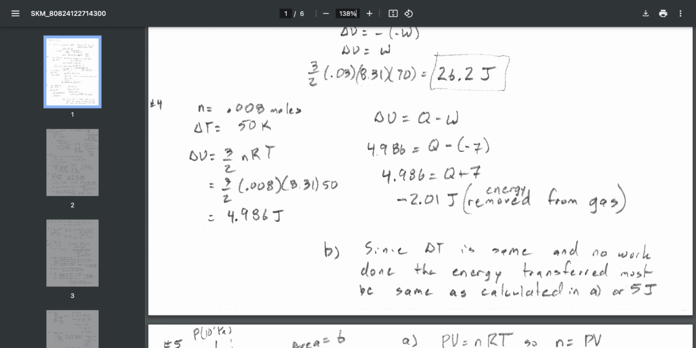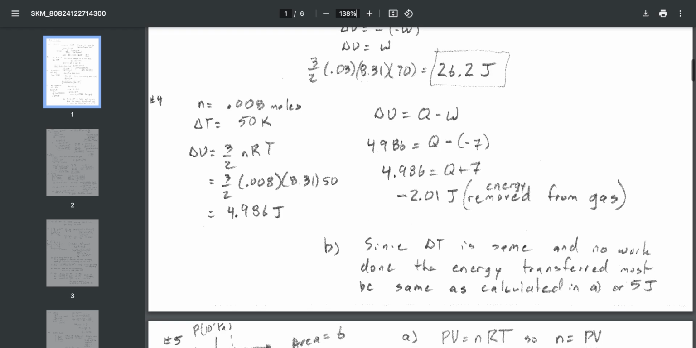So when they say compressed at a constant volume, that means that no work is being done. So any energy that's transferred out must be the same as what we calculated earlier, because we have that same change in temperature value. So we just got 5 joules there, because no more work is being done. So the change in internal energy will just equal Q.